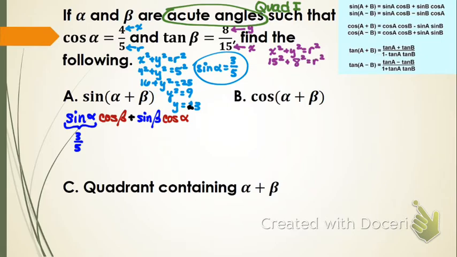What is 15 squared? 225. 8 squared is 64. 225 plus 64. 289 equals r squared. So r is 17. Do I have to do the plus and minus on an r? No, because the radius is always positive. So what is the cosine for beta? 15/17. So we're going to use that.